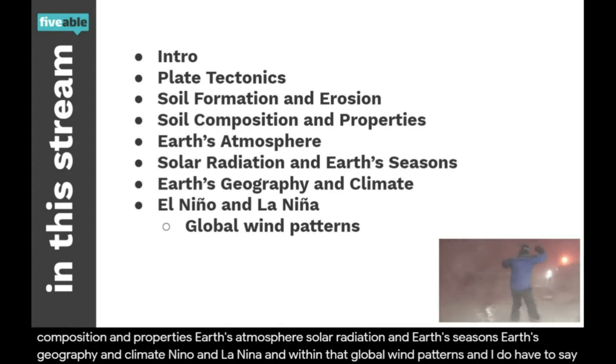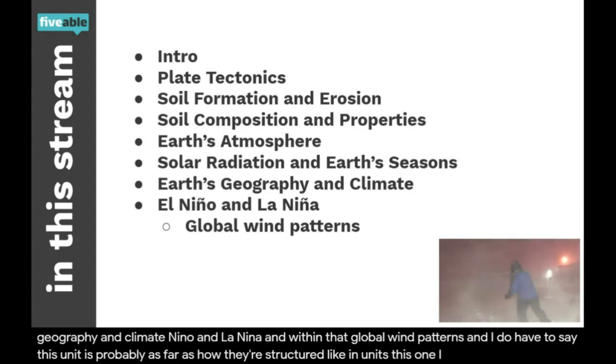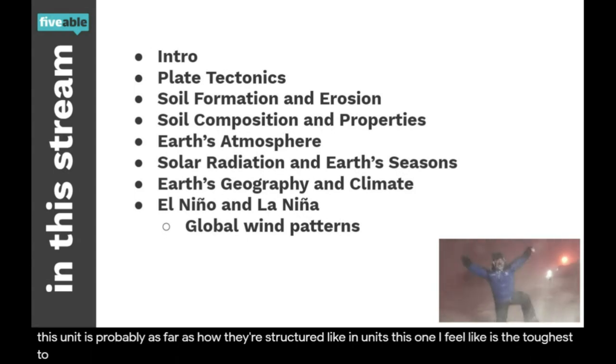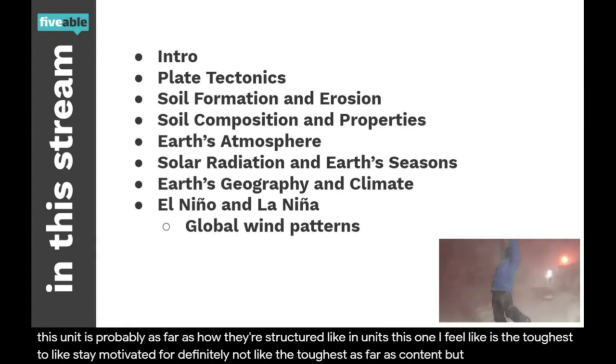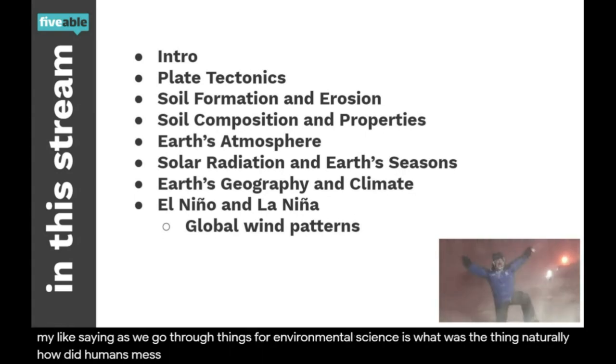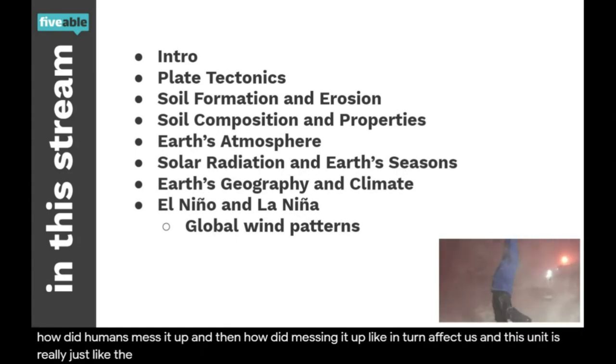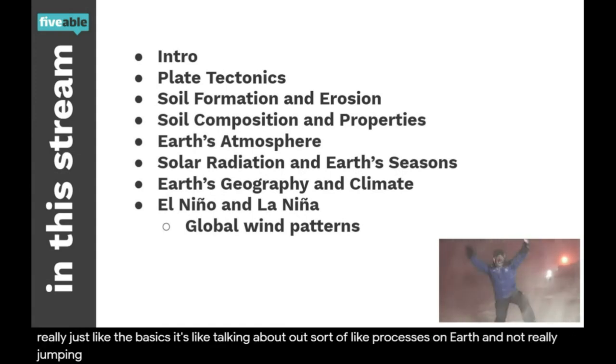I do have to say this unit is probably, as far as how the units are structured, the toughest to stay motivated for. Definitely not the toughest as far as content, but my saying as we go through things in environmental science is: what was the thing naturally? How did humans mess it up? And then how did messing it up in turn affect us? This unit is really just the basics. It's talking about processes on Earth, and not really jumping into how humans have affected them.